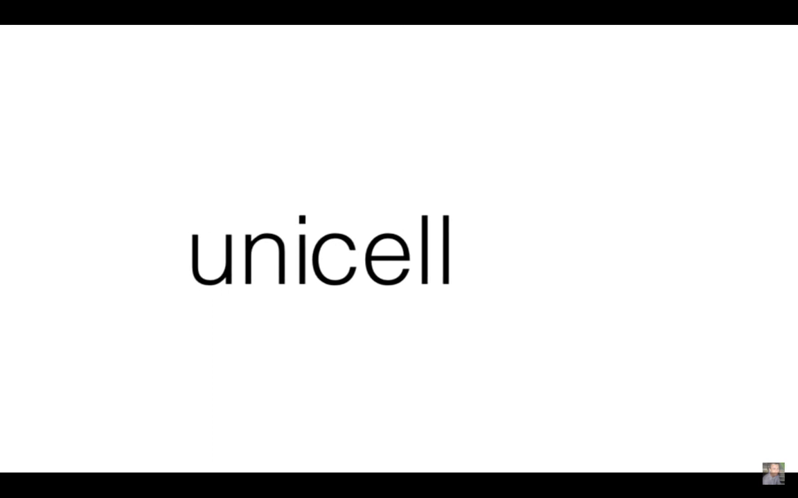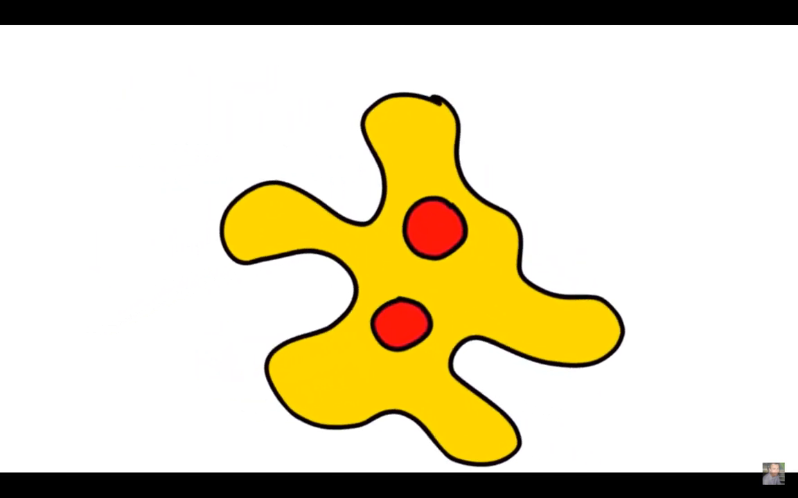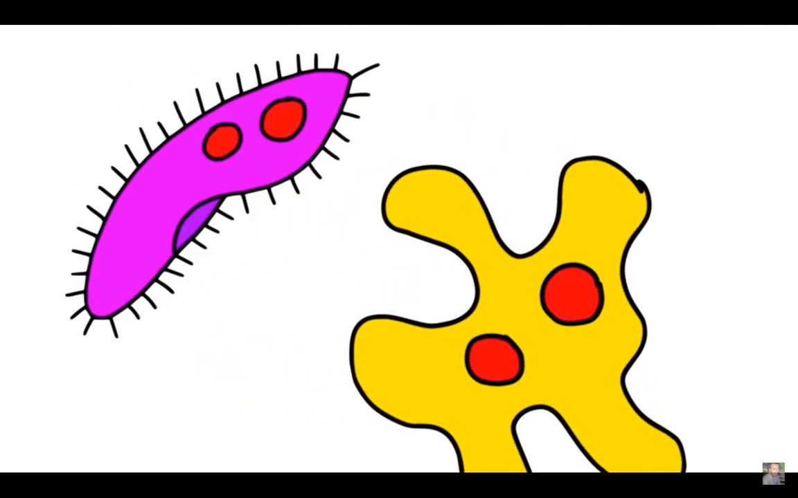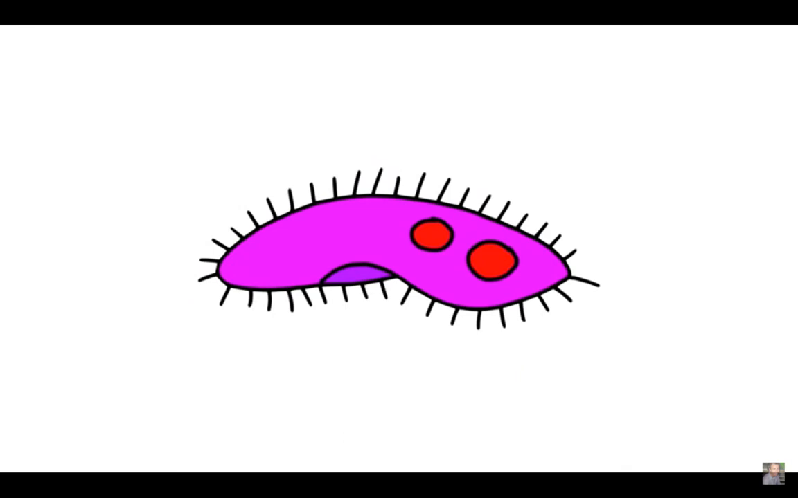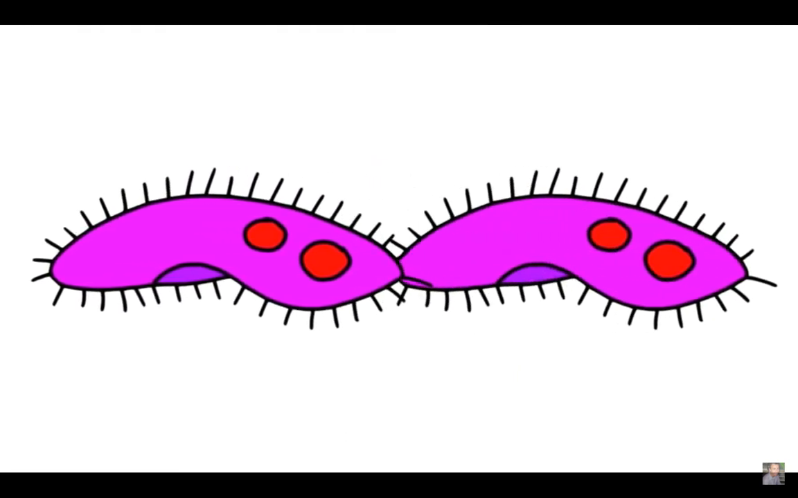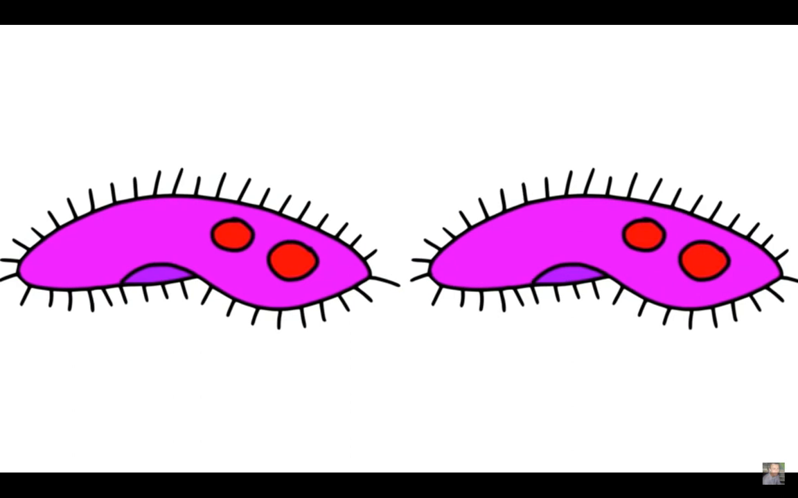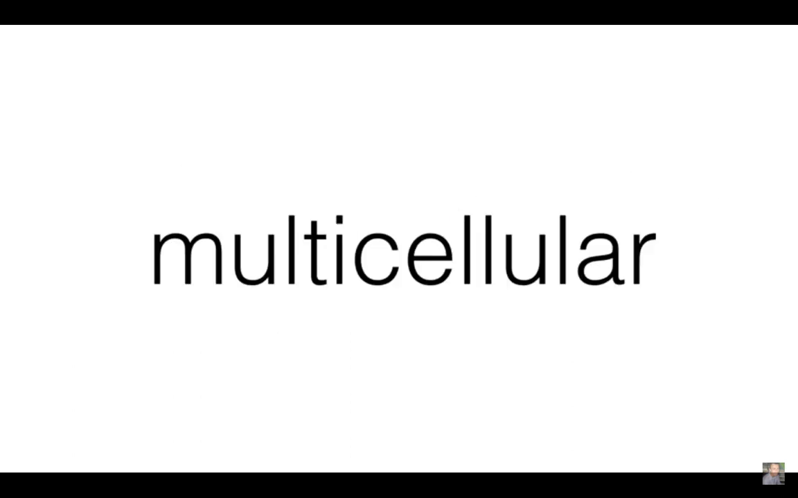A unicellular organism is a living thing that's made of one cell. Some pond water organisms, like amoebas and paramecium, are unicellular. These organisms never get bigger than one cell. However, when they do multiply through cell division, it is a form of asexual reproduction.